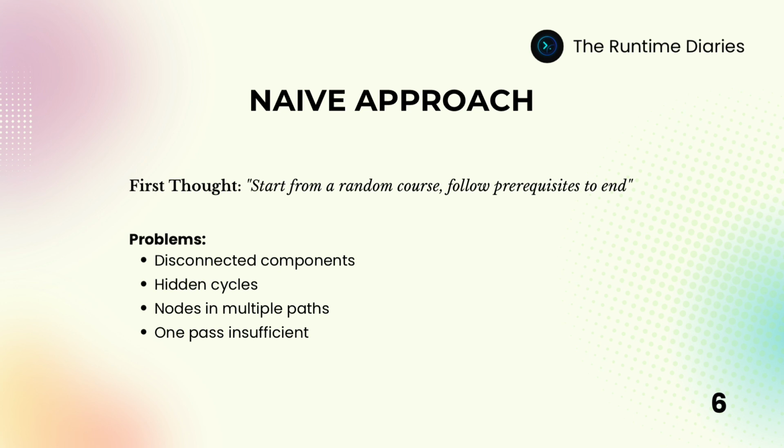Second, a cycle may hide in a different branch of the graph. If you only explore one path, you'll miss it. Third, a node may appear in multiple paths. Just because you've visited a node once doesn't mean you've checked all possible cycles involving that node. Fourth, exploring one path isn't enough. We need a systematic, graph-wide strategy that checks every node and every edge.